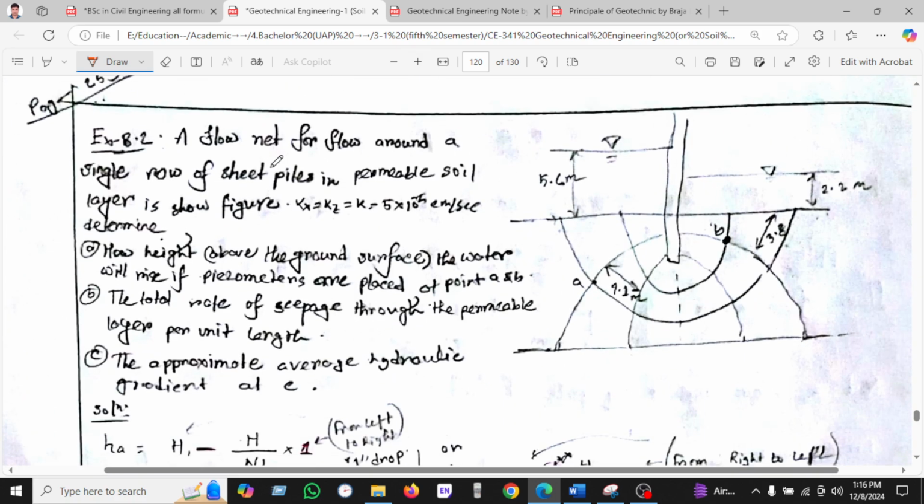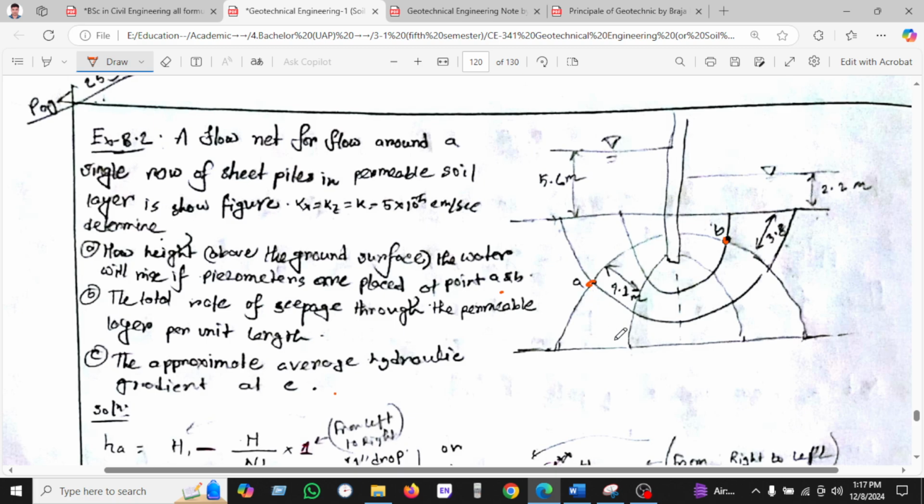This is example 8.2. The flow net is for flow around a single row of sheet pile in a permeable soil. There is a figure, and kz equals 5 centimeter per second square. We have to determine how high above the ground surface the water will rise if piezometers are placed at points A and B. This is point A, and this is point B. Second, the total rate of seepage through the permeable layer per unit length. And third, the approximate average gradient at C.